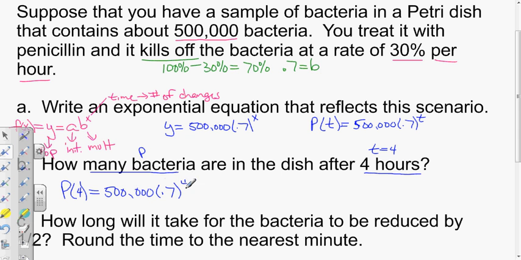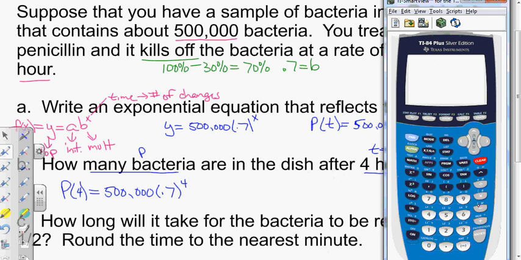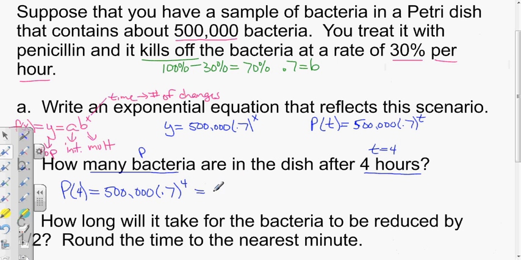I'm plugging it in, getting 500,000 times 0.7 to the fourth, which I just go to my calculator for. So 500,000 times 0.7 to the fourth, and we see that gives me 120,050 bacteria. There's no rounding recommended in the directions, so I'll just write that.